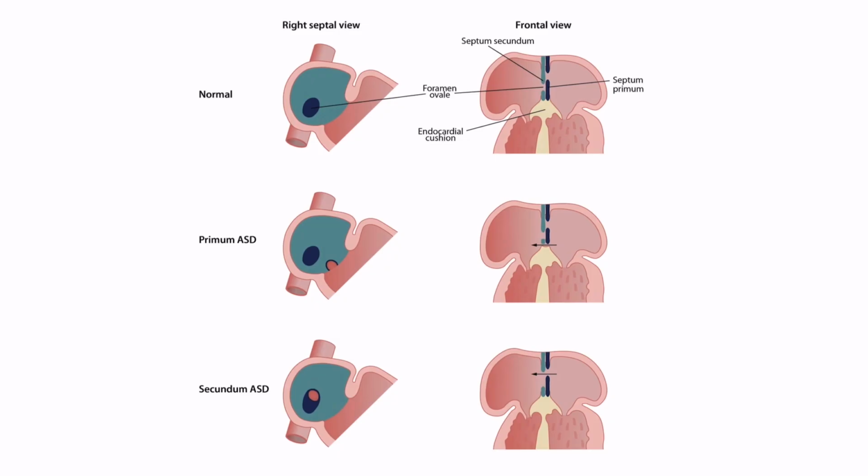Here's an illustration showing the difference between ostium primum type ASD and ostium secundum type ASD. Notice that in primum ASD, there's a failure of fusion of septum primum with endocardial cushion, while in secundum ASD, there is a hole in the center of the atrial septum, either due to incomplete growth of septum secundum or increased resorption of septum primum. Both of them leave a gap in the atrial septum through which the blood can flow from one atrium to the other.